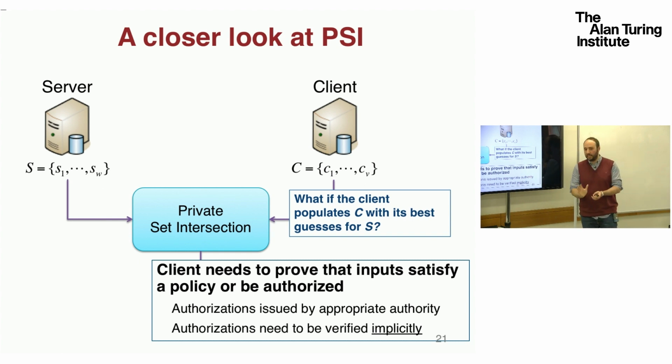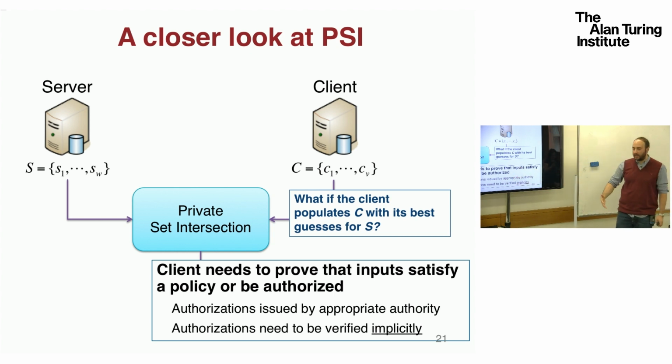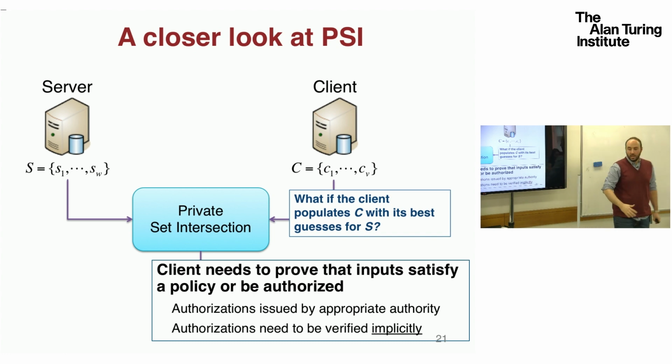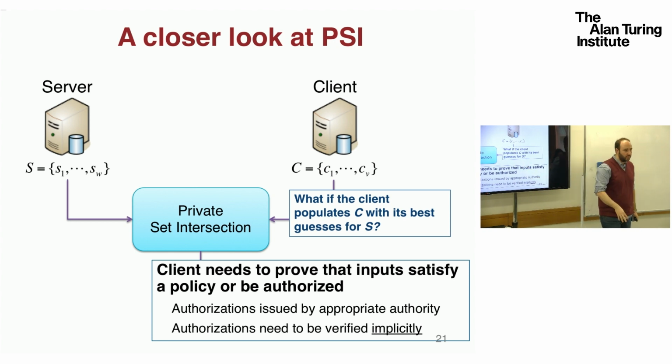The only way we can fix this, other than trivial countermeasures such as setting a limit on how many inputs you can input, is to essentially have the client prove that the inputs satisfy some sort of policy, or that they are authorized. I'm inputting this because I'm entitled to input this. There's a whole line of work where you can prove statements, for instance in zero knowledge, about those inputs: that these inputs are compliant with this policy, or in certain settings that they are authorized by some authority.